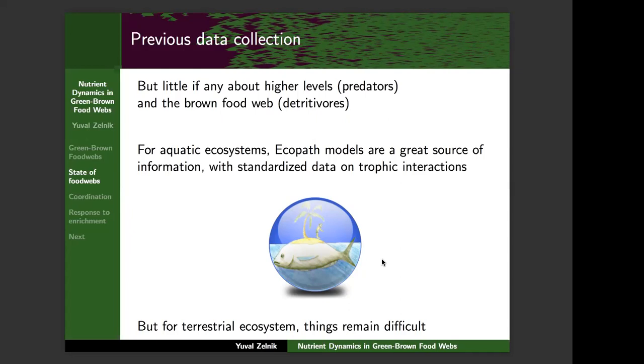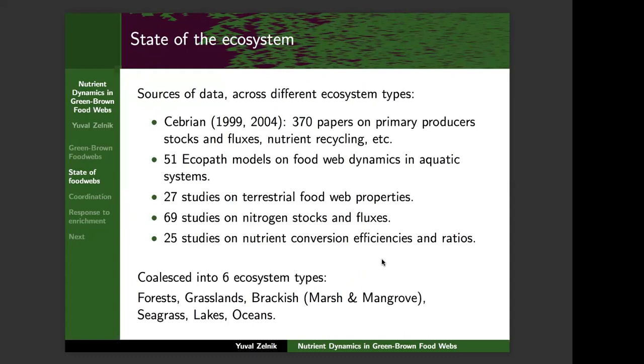Nonetheless, after a lot of work of trying to add up all the data, here's a short overview of what that means. From these two papers that I mentioned, they include almost 400 papers on primary producers and so on. I could have found many more than 50 EcoPath models, but to be relevant, about 50 EcoPath models, many aquatic systems, and 27 systems that are terrestrial food web properties. I had to find here and there some things just to get something. A bunch of studies on nitrogen stocks and some studies on nitrogen conversion efficiency ratios. And so basically quite a lot of papers to get some estimates on a whole bunch of stuff. It ended up being quite a data synthesis project.